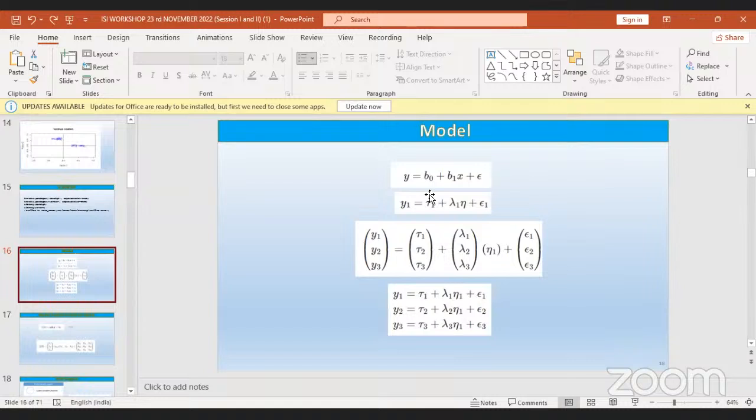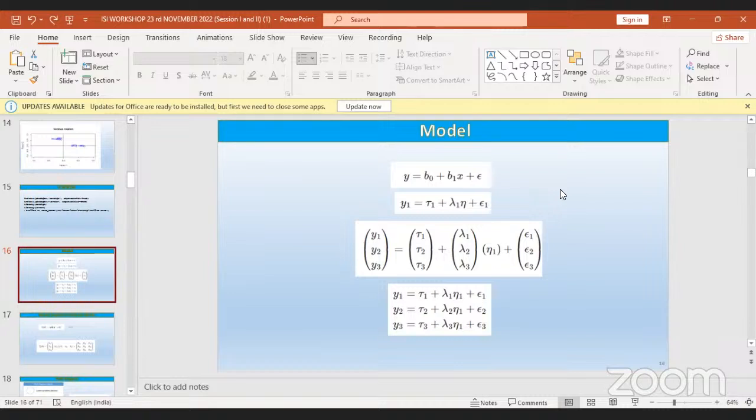Now, if you can see the mathematical model, this is very simple. In this particular mathematical model, y is the dependent variable and x is the independent variable. And this epsilon is the error term. And if this is the basic model, you have several such y's, y1, 2, 3, like that. And the first part of this matrix is the constant part. Lambda 1, lambda 2, lambda 3, these 3 are factor loadings. Eta 1 is the factor, the latent factor. And epsilon 1, epsilon 2, and epsilon 3, these 3 are measurement errors.